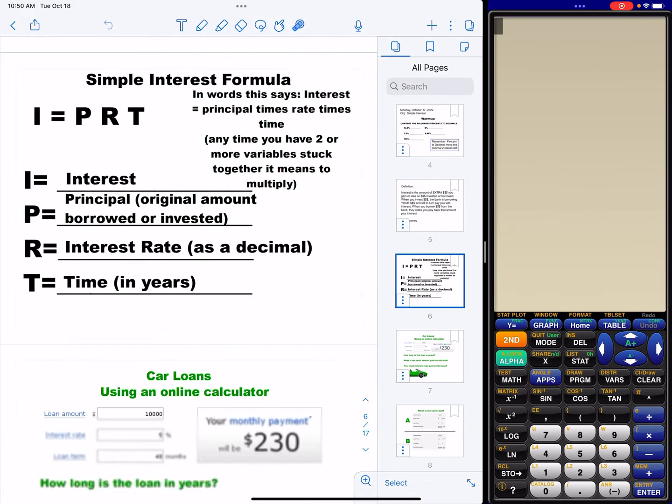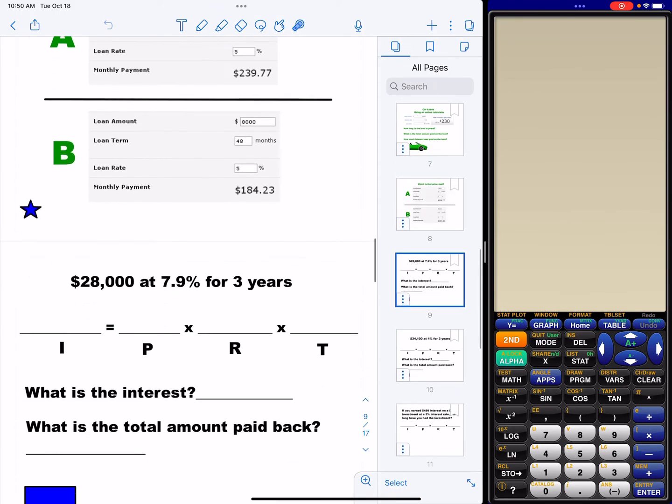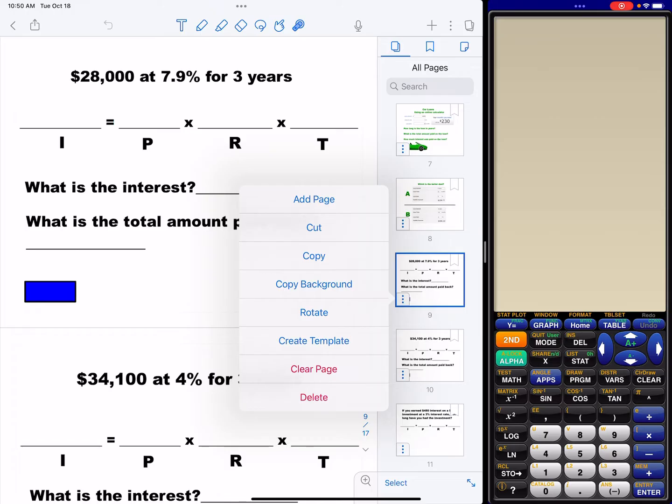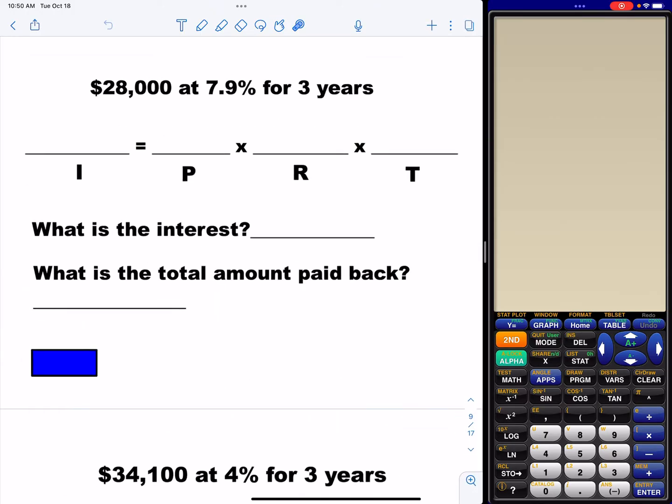So let's do a couple of questions real fast. Let's move on down to this question right here. Okay, so here's the problem that I want us to look at. We've got $28,000 that we're either borrowing or investing, makes no difference which one, at 7.9% interest for 3 years. In this particular question, we're looking for interest. If you notice down here at the bottom, it says, what is interest? So this is the missing value.